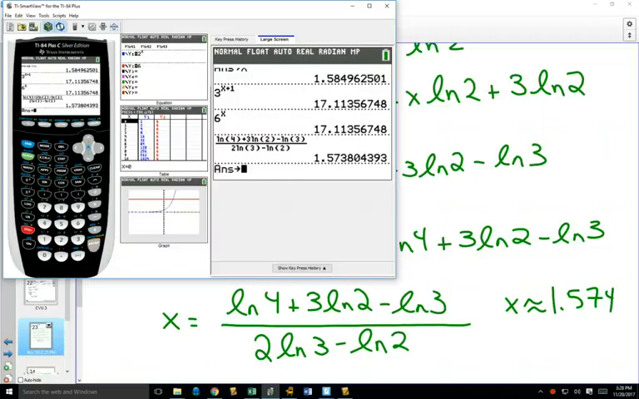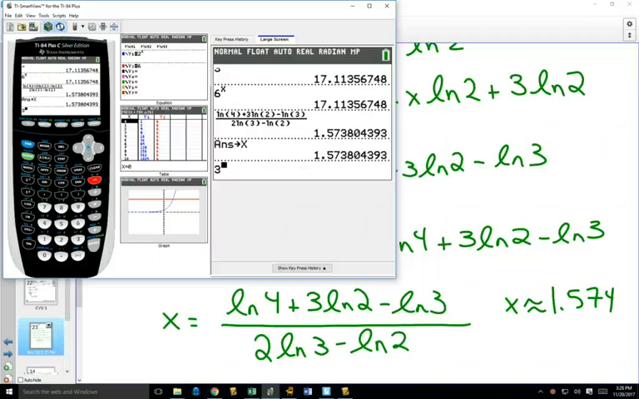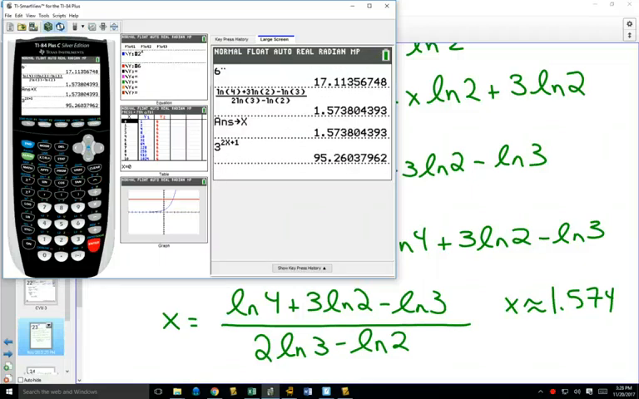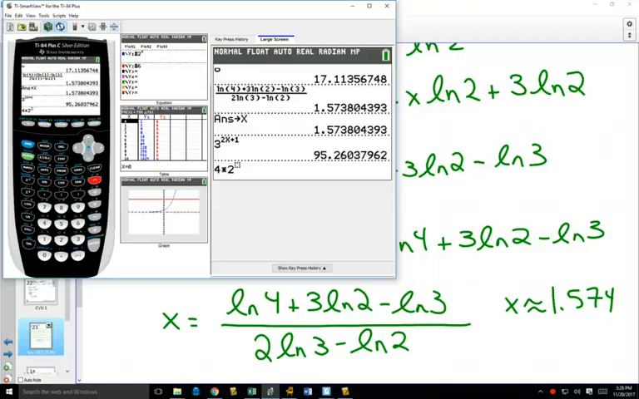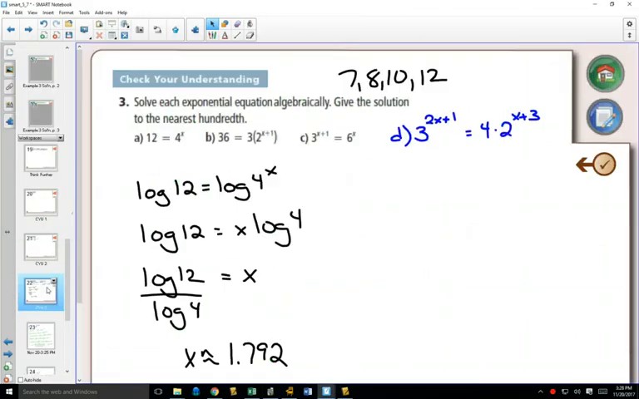Let's check if we got that one right. I'm going to store it as x. On the left-hand side, I started with 3 to the power 2x plus 1. On the right-hand side, I had 4 times 2 to the power x plus 3. Whew. They're the same, so we know we've got it right. Okay, your questions for practice are up there, 7, 8, 10, and 12.